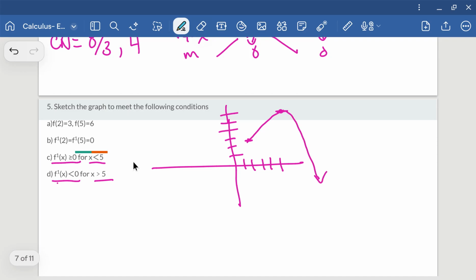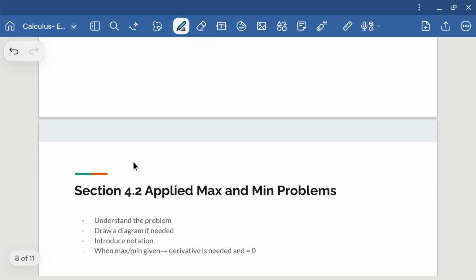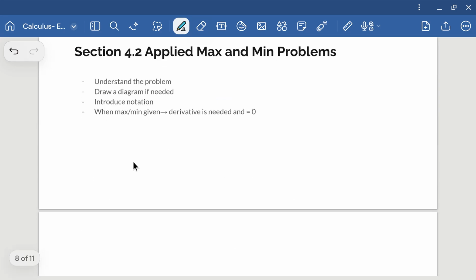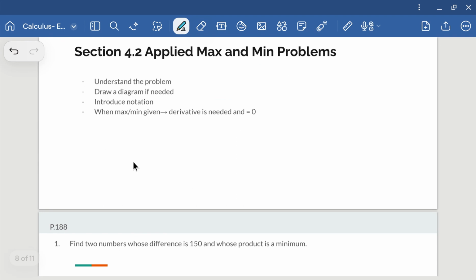Going in the downward position. Okay, so that's all of section 4.3. And the next part is 4.4.